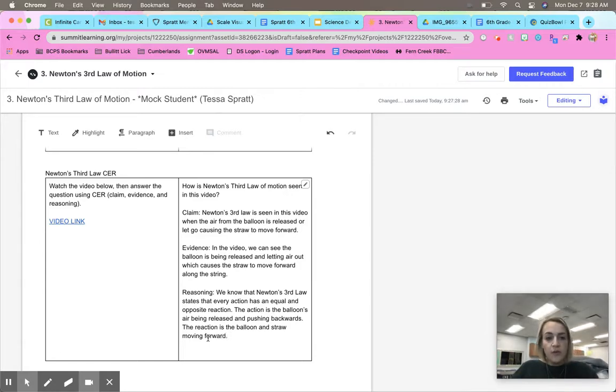And the balloon is moving forward because the air is pushing out, so it's going to propel forward, right? Think about anytime you blow up a balloon and you just let it go. That air is pushing out backwards, causing that balloon to move forwards.